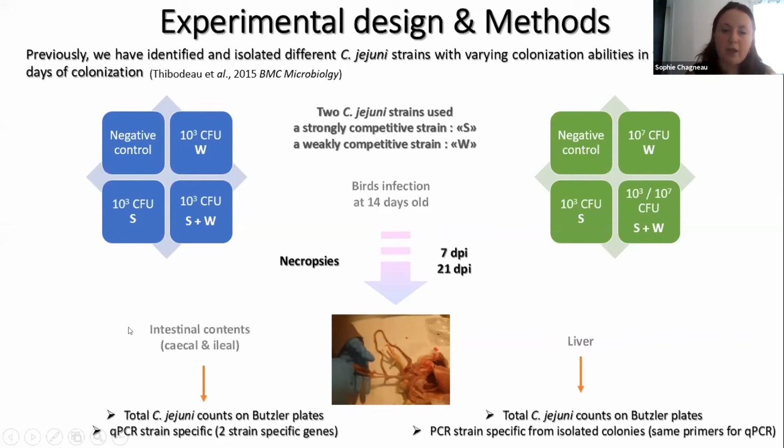And all birds were infected at 14 days old, and we euthanized birds at 7 dpi and 21 dpi, and we collected intestinal content, cecal and ileal, to count total Campylobacter jejuni and to perform a strain-specific qPCR. And we collected liver to count total Campylobacter jejuni, and because of a low amount of Campylobacter jejuni in liver, we performed strain-specific PCR from isolated colonies. And because of time, I'm going to present only qPCR and PCR results.